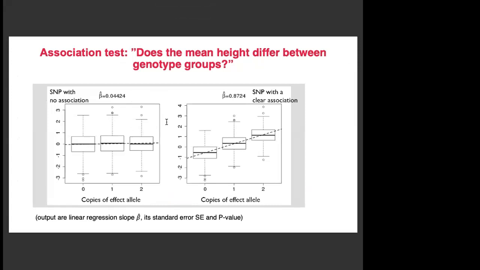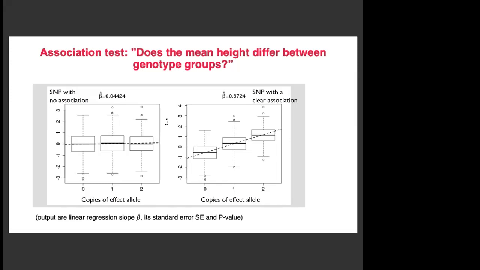Okay, so let's break this down a little bit further. What we did is a simple general linear regression. For the explanatory variable, we have only three possible values. 0 means you did not carry any of this effect allele, 1 means you have one, and 2 means you have two effect alleles. This is an example of no association, because we cannot see a regression line. The line is flat, which means there's no association.